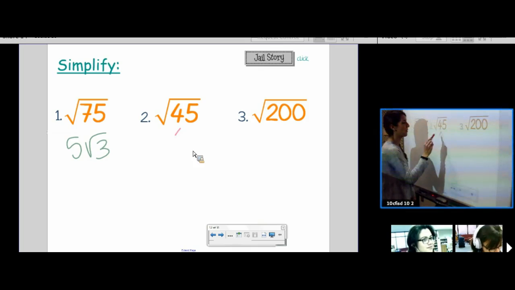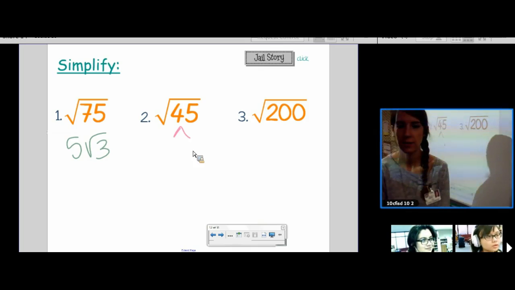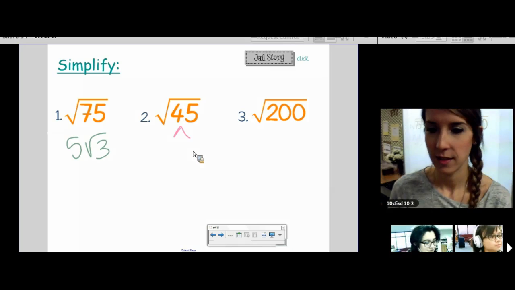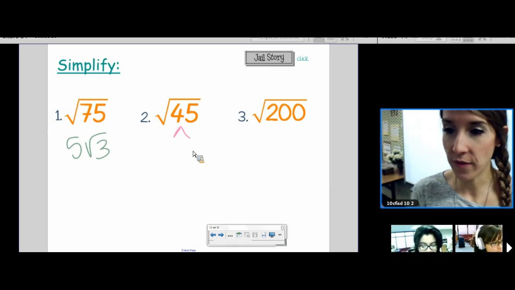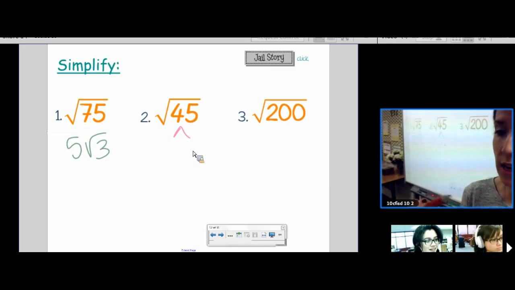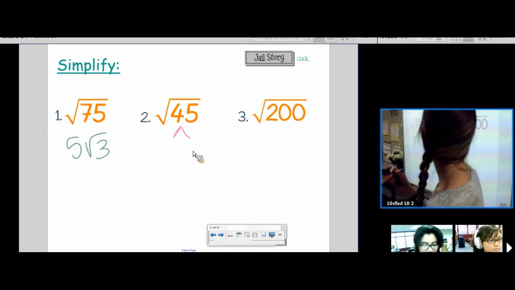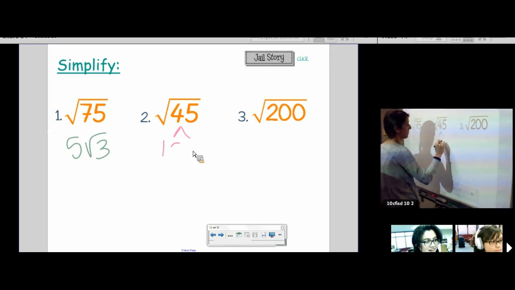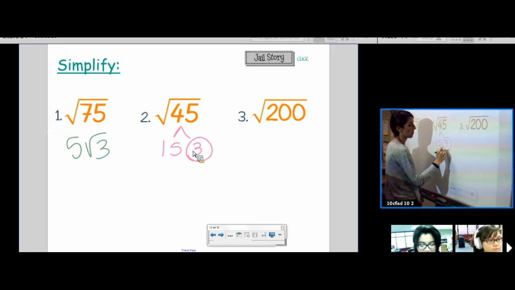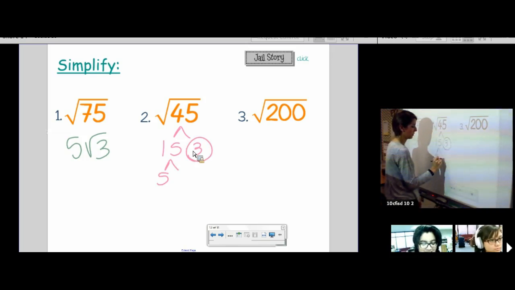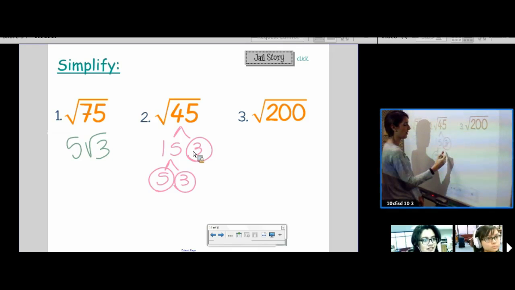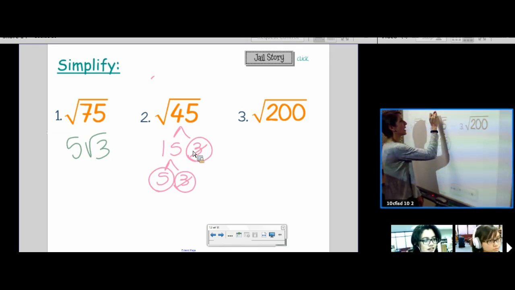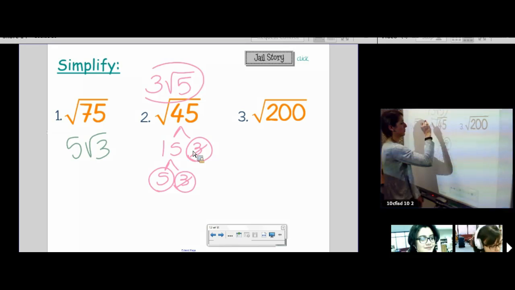Square root of 45. What factors do you want to use? So for square root 45, we could use 9 and 5. We could do 15 and 3. I'm going to do that one this time. When you get to a prime number, you circle it. Circle, circle. Then you look for pairs. I found a pair. That one escapes jail. It's in the free world. And then this 5 is left in jail all by its lonesome.